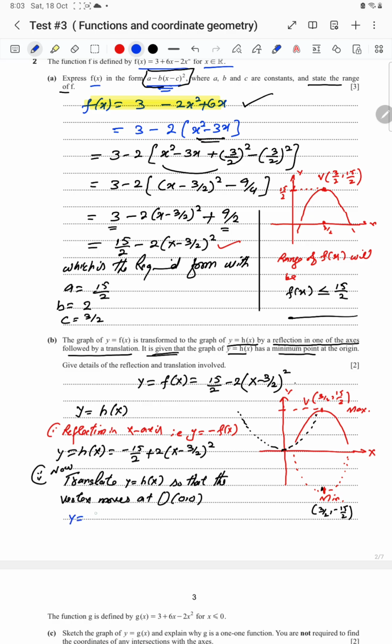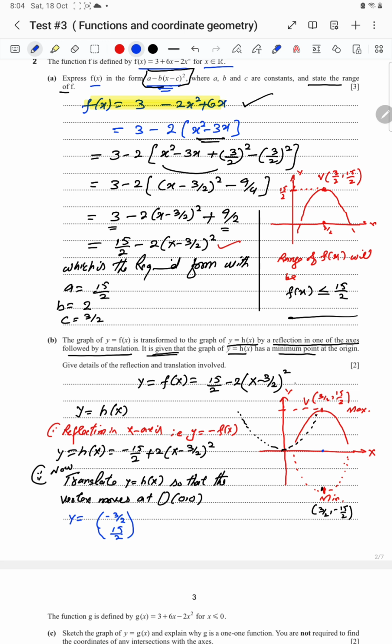Y will be, it means it can be translated with the negative of this. X will change, goes from here to here. Y will be translated with minus 3 by 2 and minus 15 by 2. We can say this is the case study that needs to be discussed. With this case of 2 marks, it's a little tricky, but I hope you got it.